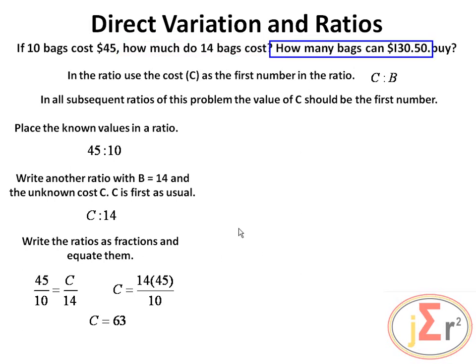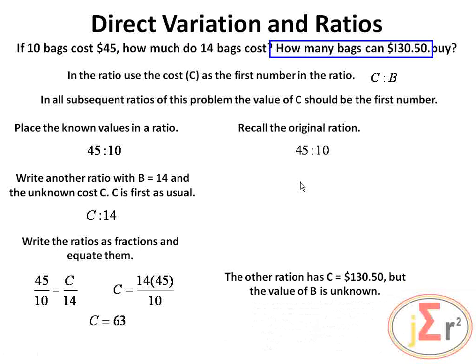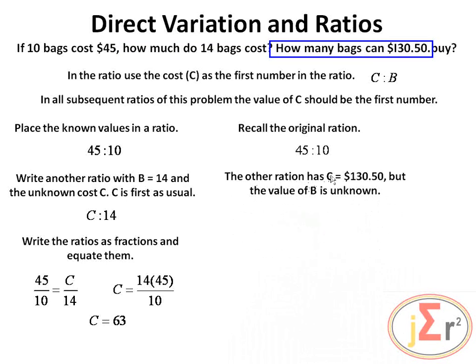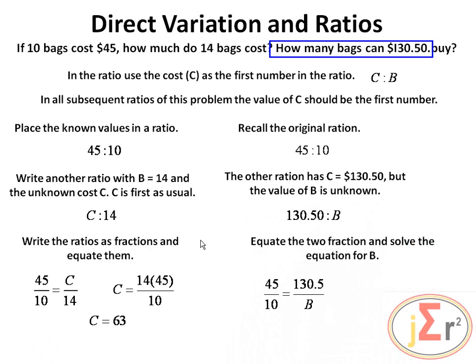How many bags cost $130.50? So this is our original ratio. It gives us the initial values. And the other one says the cost is $130.50 and we do not have the value of B. The cost goes first in the ratio, so we're going to have the cost to B. So $130.50 to B. And of course, we're going to write the two ratios as fractions and equate them. And we are going to solve the equation by transposition of formulae.